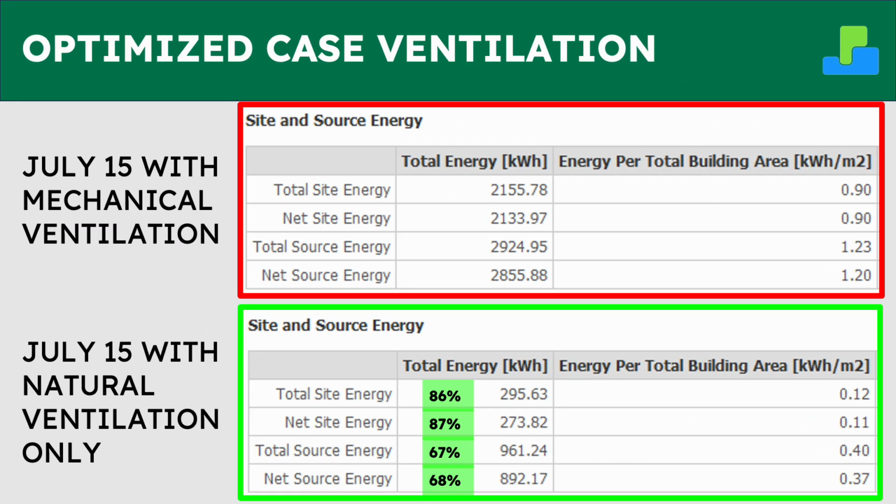The July 15 natural ventilation results show a reduction by 86 to 87% for the site energy and a reduction by 67 to 68% in source energy.